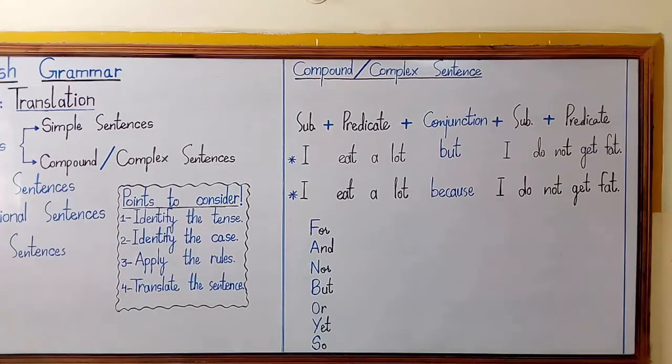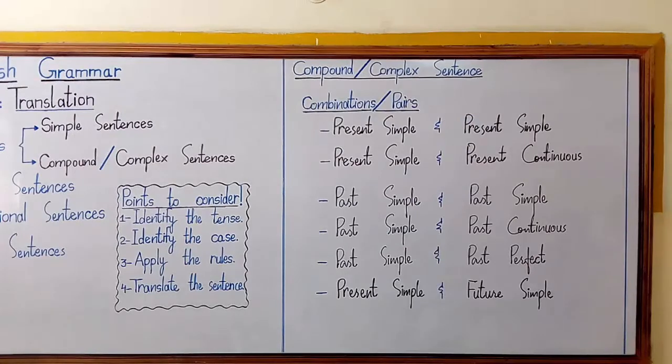Now we will move on to translating compound sentences from Urdu to English. But before that I will tell you that in compound or complex sentences, there is a combination of two tenses always. As you know that there are two simple sentences, one before conjunction, one after conjunction. I'll exemplify you with some sentences on the board. Look at them. So my brothers, I was telling you people about combinations or pairs of compound and complex sentences. What do I mean by saying that there is a combination or pair of two different tenses? As you know that in compound or complex sentences we use two simple sentences, right?